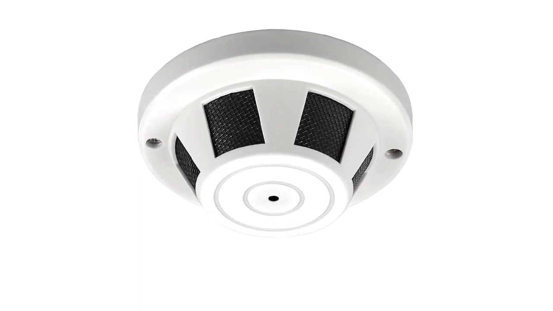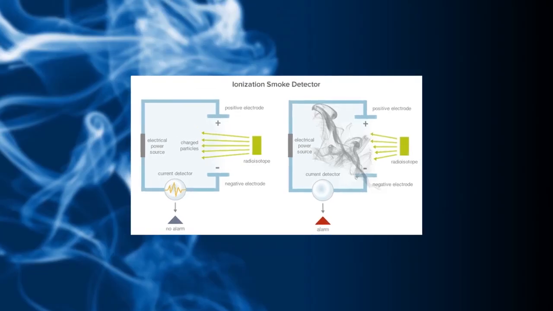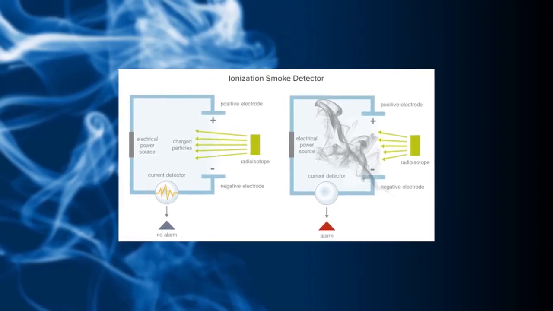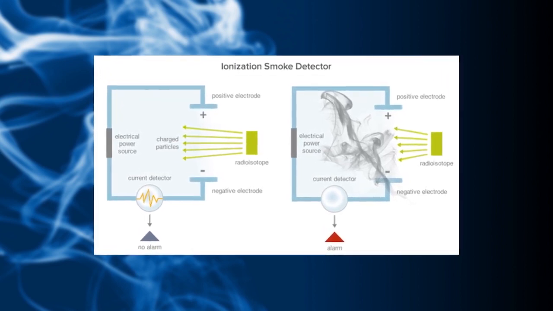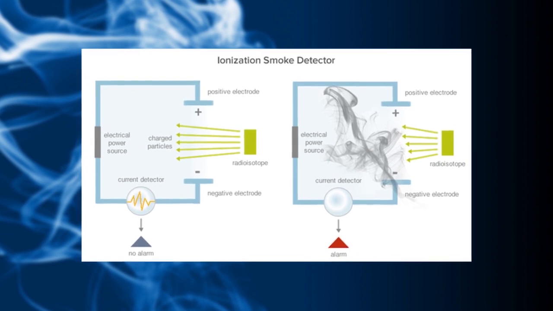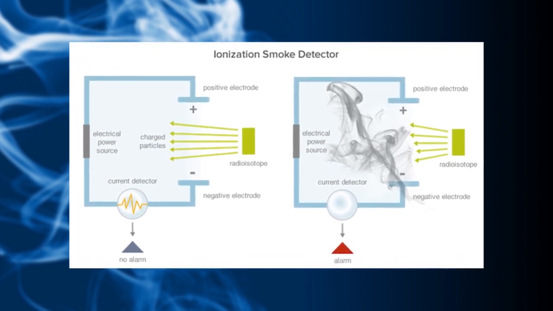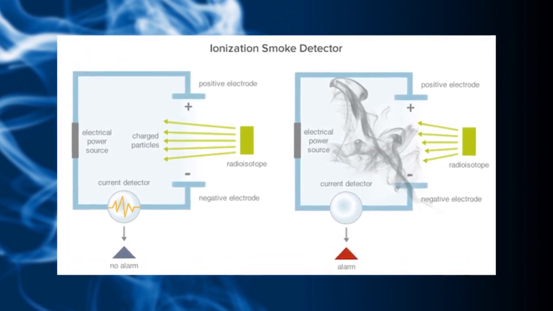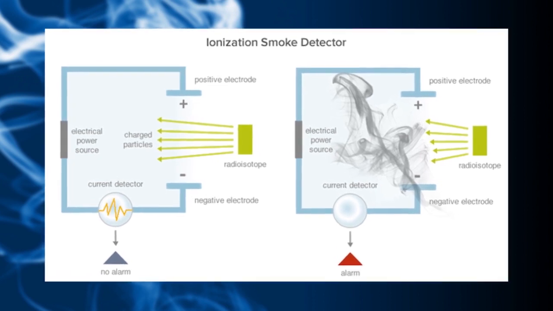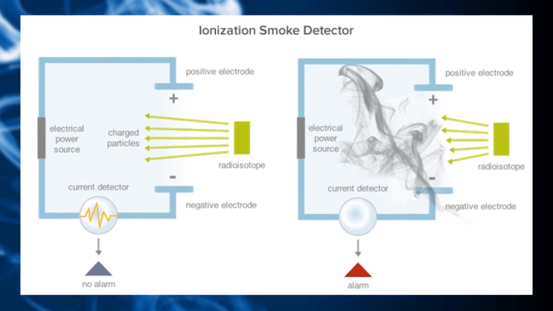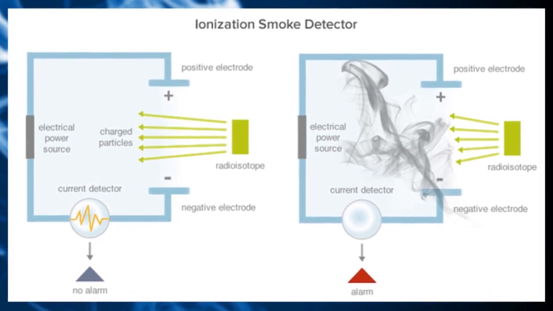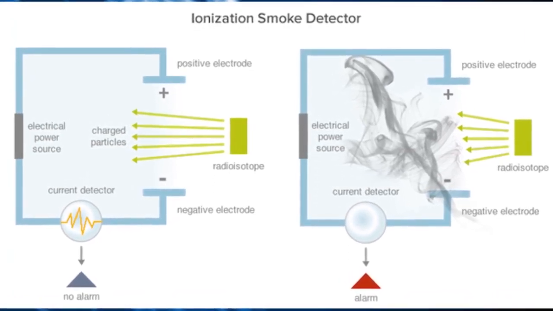When smoke enters the chamber, the particles attach themselves to the charged ions and restore them back to a neutral electrical state. This disrupts the electric current and an alarm is triggered. Hot air can also change the rate at which ionization occurs within the chamber, and this will also trigger the alarm. Ionization detectors are much more common than photoelectric detectors because they are less expensive and better at detecting smaller amounts of smoke that come from fast flaming fires.